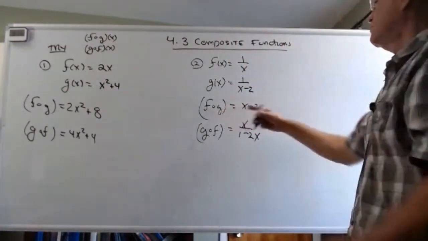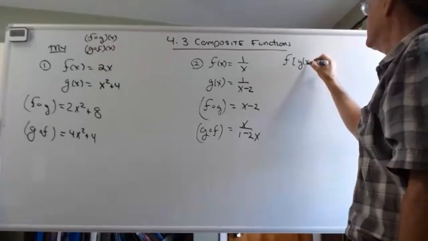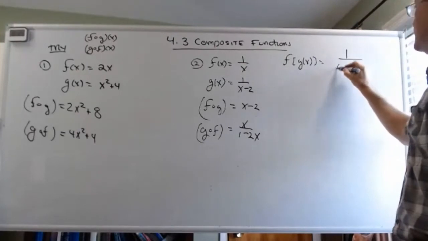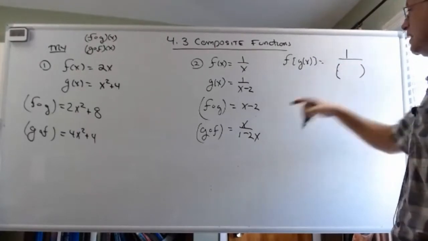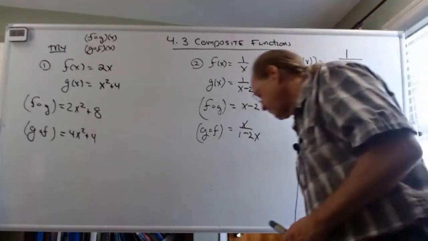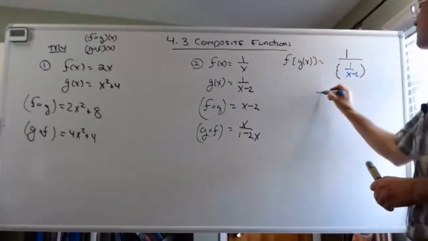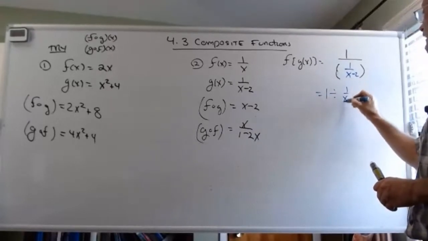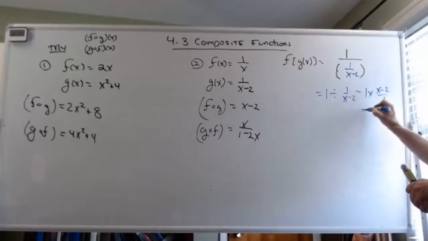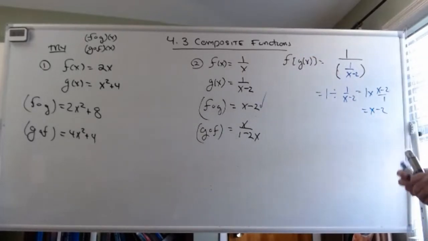Okay, so this is nothing more than f of g of x. Well, what is my functional form of f? That's 1 over my input x. But what is my input now? It's 1 over x minus 2. So this is equivalent to 1 divided by 1 over x minus 2, which is equivalent to 1 times the reciprocal of that. So it just gives me x minus 2, exactly what I have here. So that's not too bad.